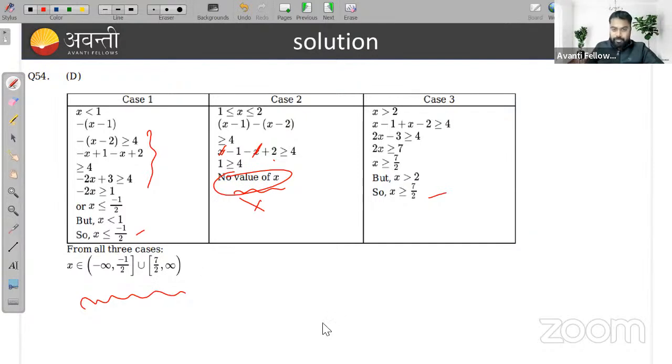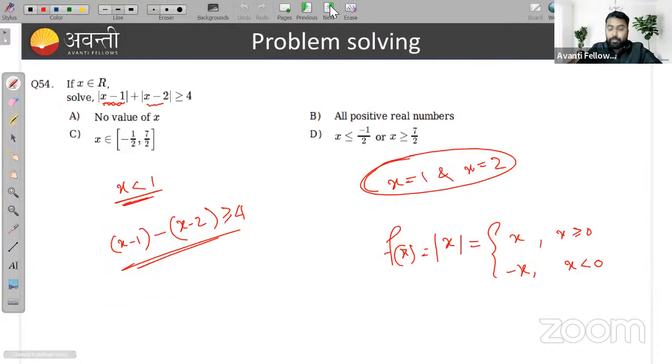Is it clear to everyone, guys? Clear? Okay, cool. Anyone having any doubt, you can ask. Anyone having any doubt in this question, you can ask.